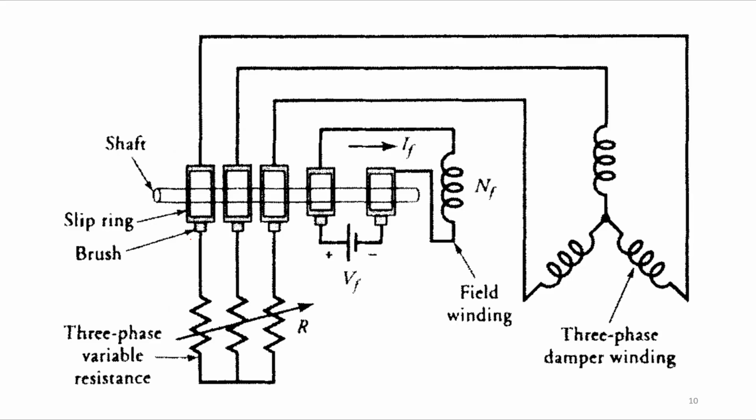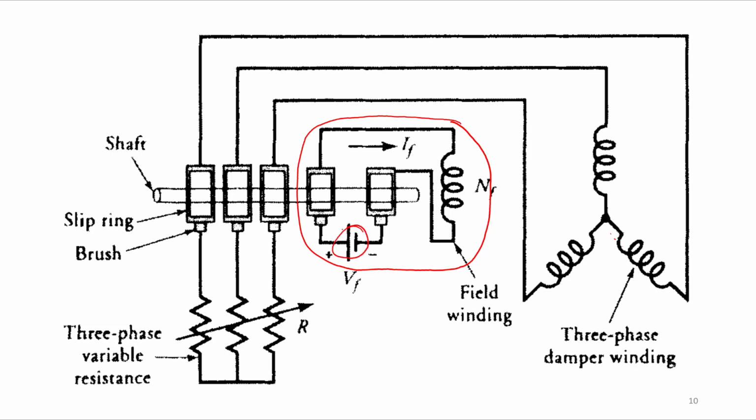And this is the three-phase damper winding, we can say. We can see here how it is connected to the rotor circuit. We can see here through the slip rings it is connected, and here we have a variable resistance given just in order to adjust the torque here. And this is your main field circuit, okay, where we are giving the DC supply.